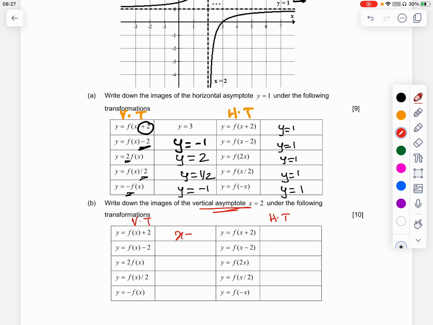So the vertical asymptotes continue to remain as x equals 2. But for horizontal translation, the vertical asymptotes will move accordingly. Plus 2 means it moves minus 2. So 2 minus 2 will become 0. 2 plus 2 will become 4. 2 divided by 2 will become 1. Always the opposite operation. Divided by 2 becomes times 2. 2 times 2 is 4. And minus x means it is times minus 1, meaning divide by minus 1. It's going to be minus 2.